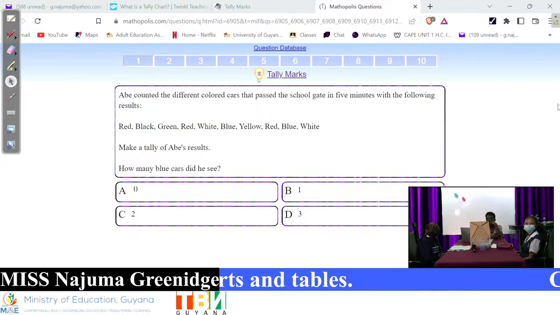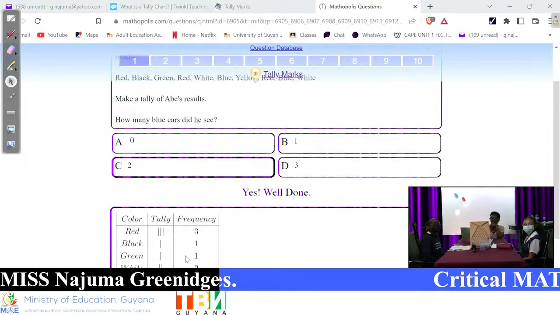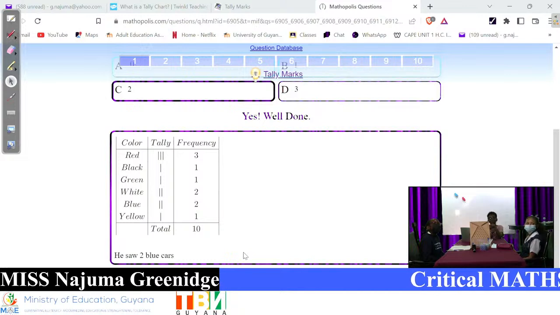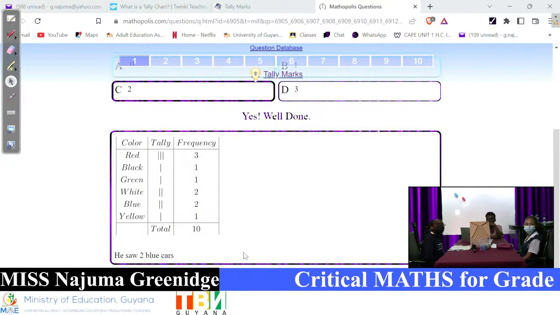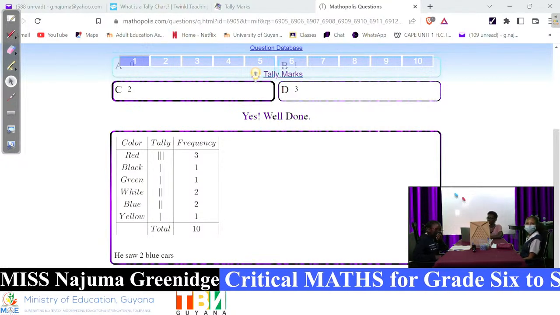We don't have time to make a tally, but how many blue? That's easy to pick up. How many times are you seeing blue? 2. So let's see if 2 is correct. Great. You see how the tally is going to look? Red, you saw 3 times, black 1 time, green once, white twice, blue twice, and yellow once. So a total of 10. Alright, one more question before we go.